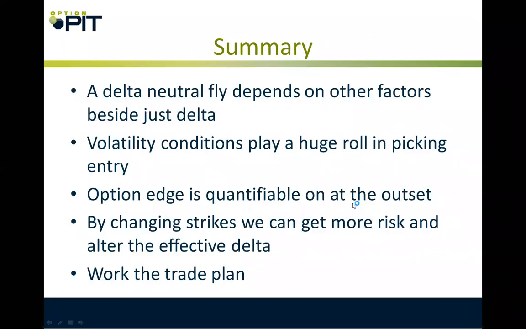So, summary. With a delta neutral fly, in order to make money besides delta, you need something else. You're using skew, you're using Vega, you're using decay. The vol conditions and the curve shape play a huge role in picking your entry. You can quantify your edge, right? You can change the strikes and move things around. And then you have a plan, meaning I think this underlying is going to go from here to here. What's the best fly to affect that?